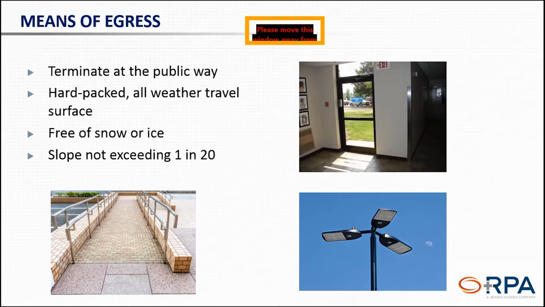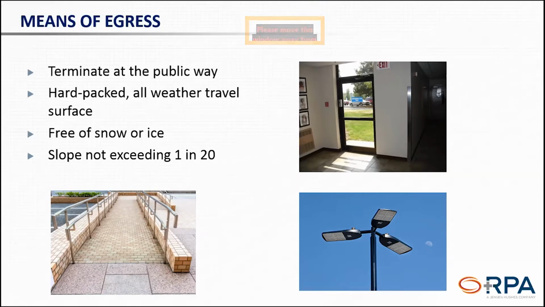It says hard packed all weather travel surface. And as you can see here on this right hand side picture, potentially we have to have a paved path, because if we can't keep that grass free of snow or ice, then that becomes an issue. So sometimes we have to pave it if we're going to be able to keep it free of snow or ice. And then slope, we want to make sure it's nice and flat, and the slope not exceeding 1 in 20. Why is that the magic number? Well, because if we hit a slope of 1 in 20, then all of a sudden that becomes a ramp, and we need some handrails, and we need some other things that go into that.